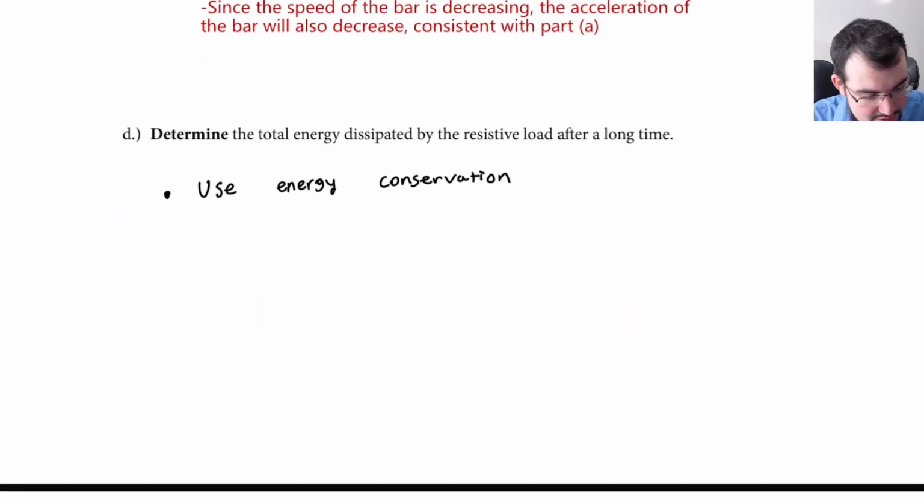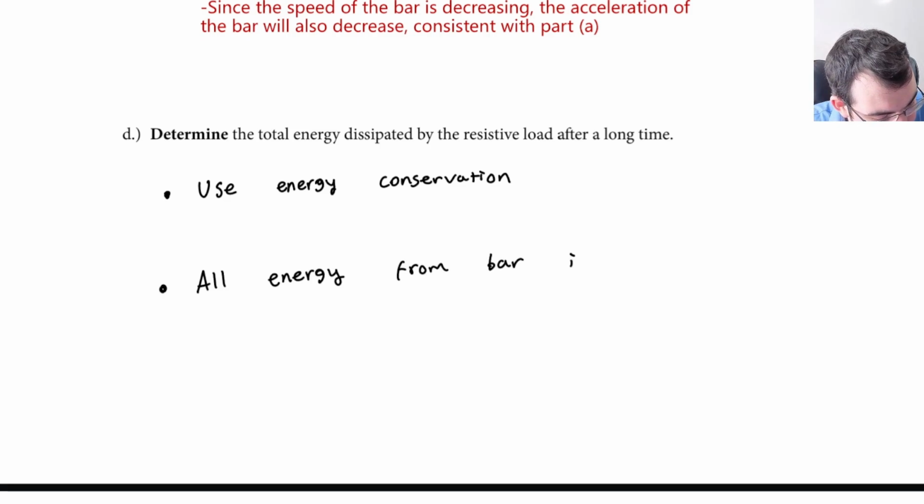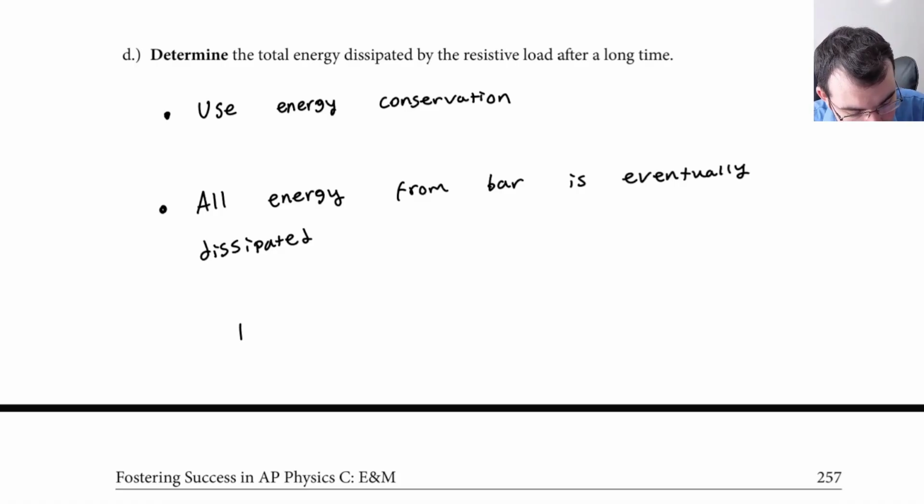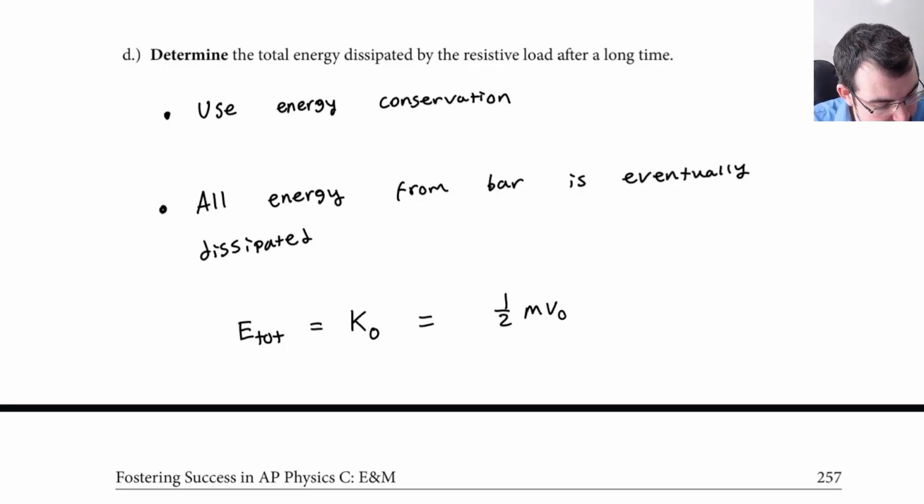So what that means is that all energy from the bar is eventually dissipated. So this means E total is just going to be the initial kinetic energy of the bar, which is 1/2 mv squared.